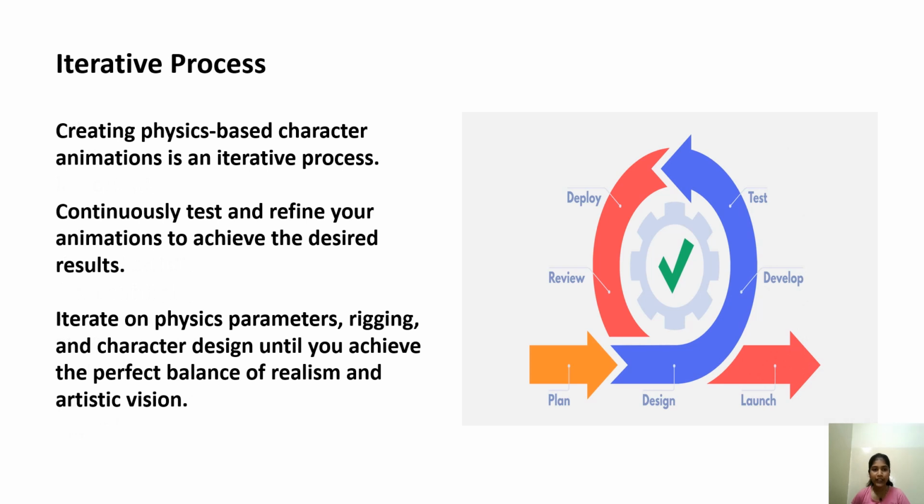Now let's move on to our next topic, the iterative process. Creating physics-based character animations is an iterative process. Continuously test and refine your animations to achieve the desired results. Iterate on physics parameters, rigging, and character design until you achieve the perfect balance of realism and artistic vision.